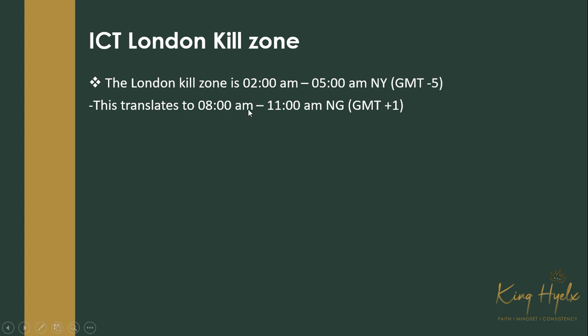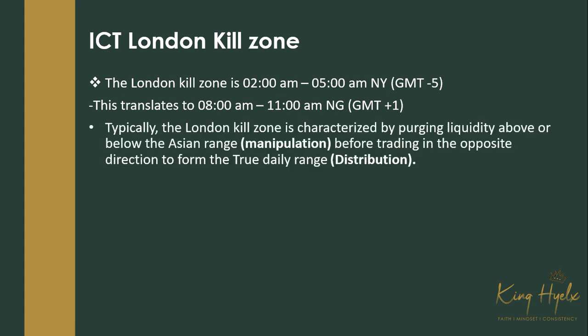While the London kill zone begins from 8 a.m. So that's basically 2 hours after what? Asian range, right? So 8 a.m. to 11 a.m. Nigerian time. So typically the London kill zone is characterized by purging liquidity above or below the Asian range in what we call manipulation before trading in the opposite direction to form the true daily range, right?